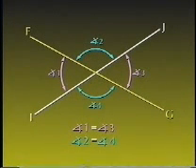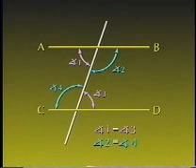Rule number 1. When two lines intersect, angles formed opposite to each other are identical. Thus, angle 1 equals angle 3, and angle 2 equals angle 4. Rule number 2. When two parallel lines are intersected by a transverse line, the alternate interior angles formed are the same. As shown, angle 1 equals angle 3, and angle 2 equals angle 4.